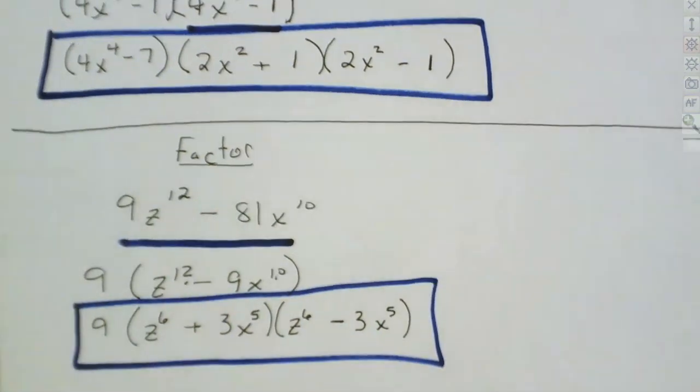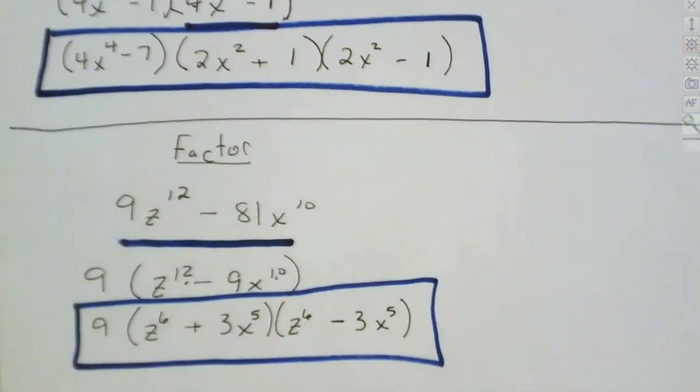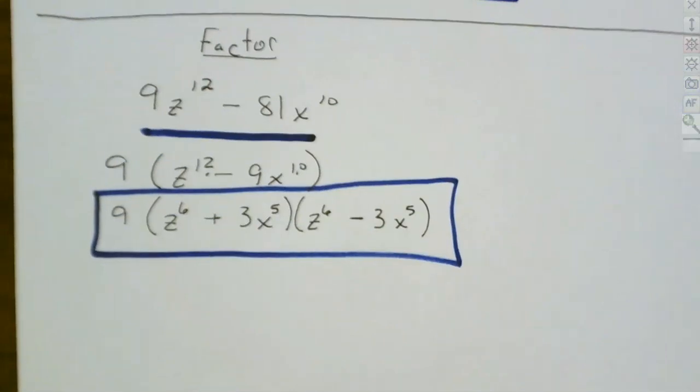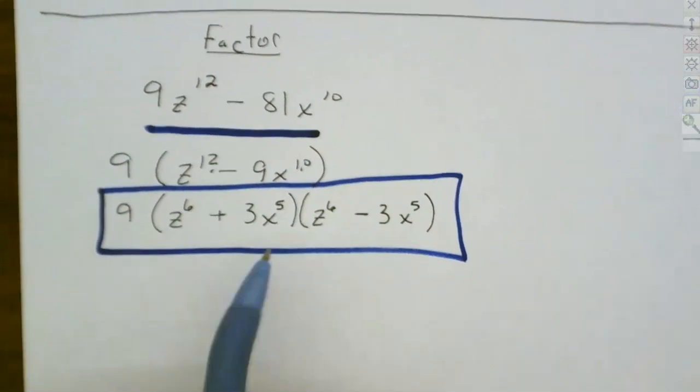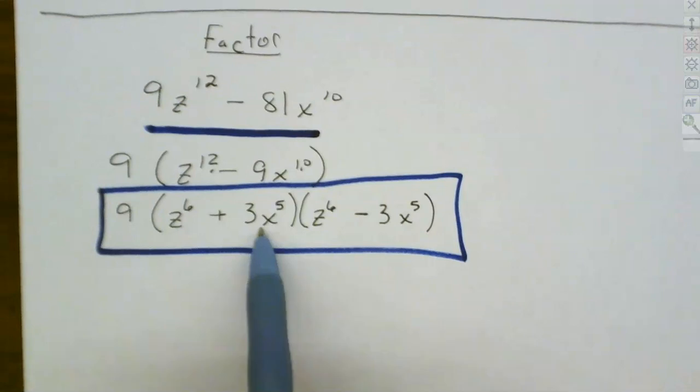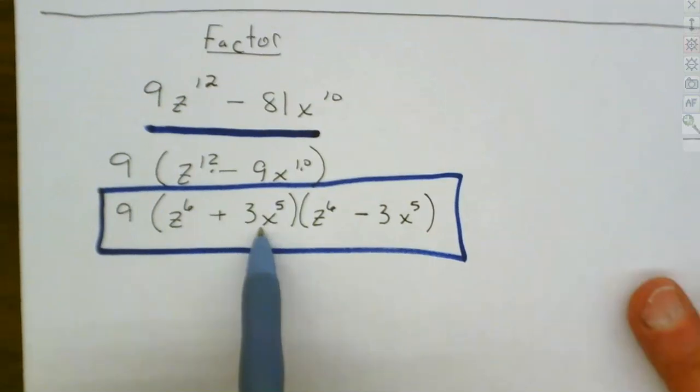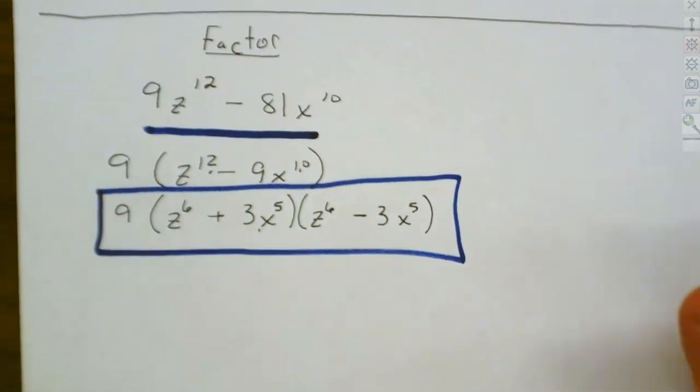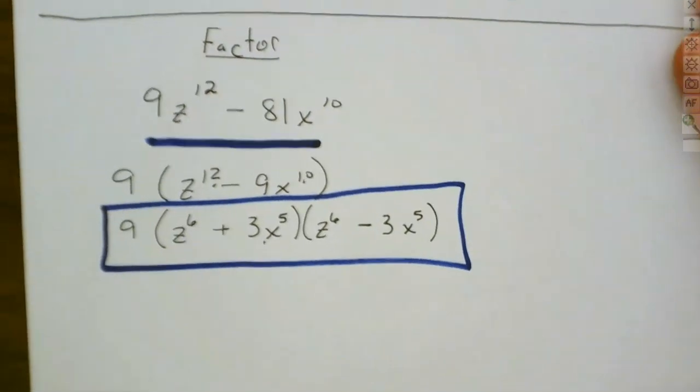And that is as far as you can go. Now, how do I know again I can stop? These can't go any further because 3 is not a perfect square. Therefore, we know we are done, and that's all you can do.